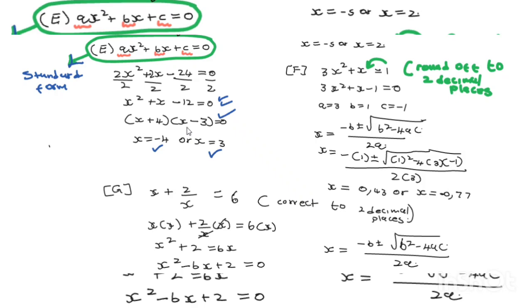When to use the quadratic formula, they will always give you a hint. If they say round off or correct to 2 decimal places, it's a clear indication that you have to make sure that your equation is in standard form. You substitute and then you get your 2 answers there.